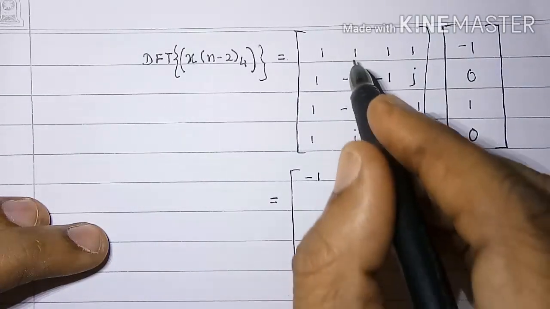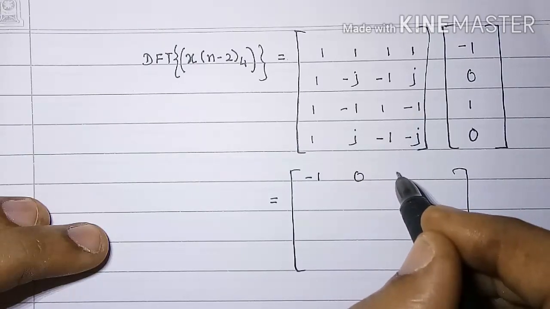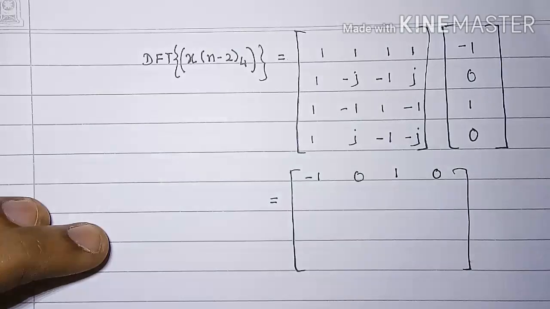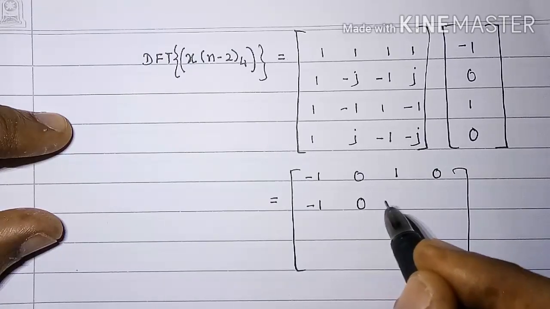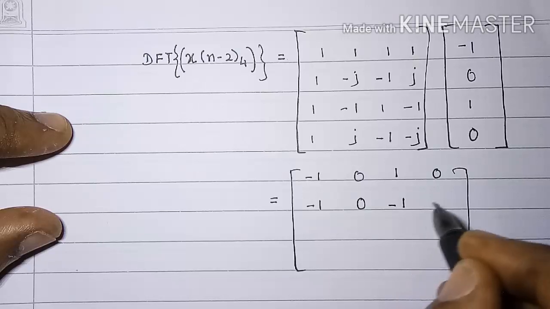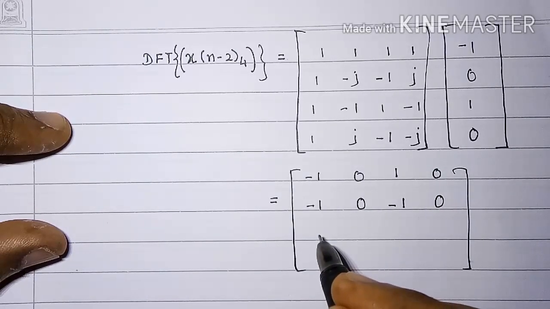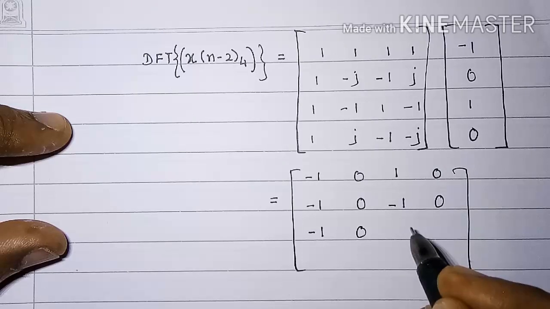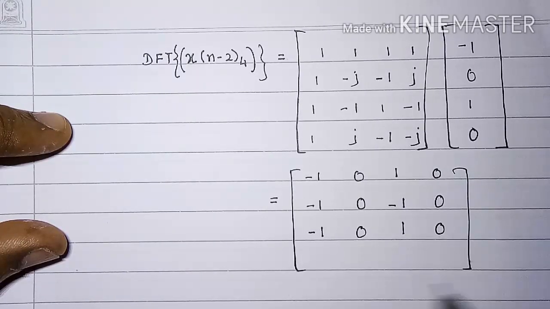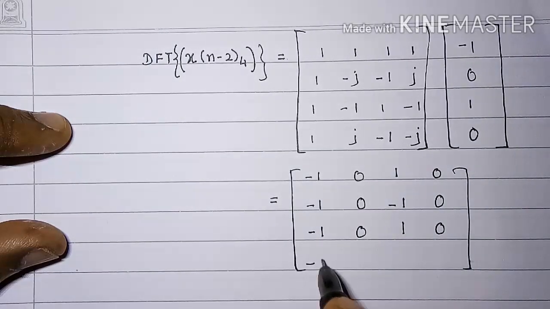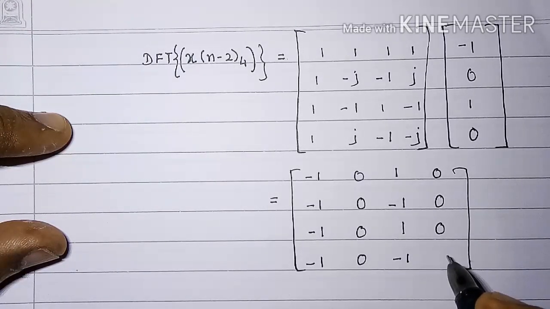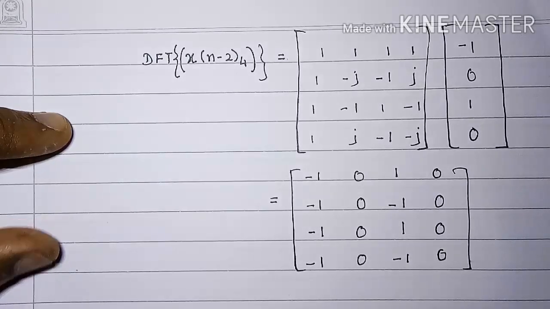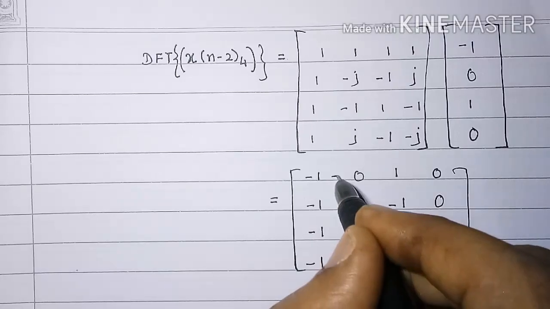one into minus 1 minus 1, 1 into 0, 0, 1 into 1, 1, 1 into 0, 0, 1 into minus 1, minus 1, minus j into 0 0, minus 1 into 1 minus 1, j into 0 0, 1 into minus 1 minus 1, minus 1 into 0 0, 1 into 1 1, minus 1 into 0 0, 1 into minus 1 minus 1, j into 0 0, minus 1 into 1 minus 1, minus j into 0 0. We have to add all these.